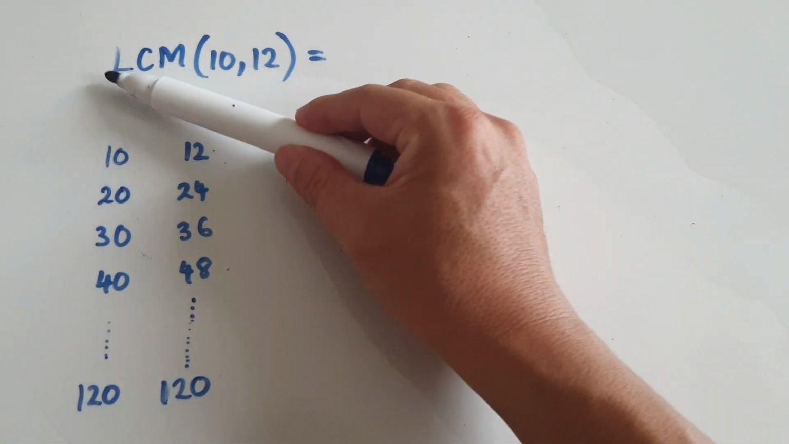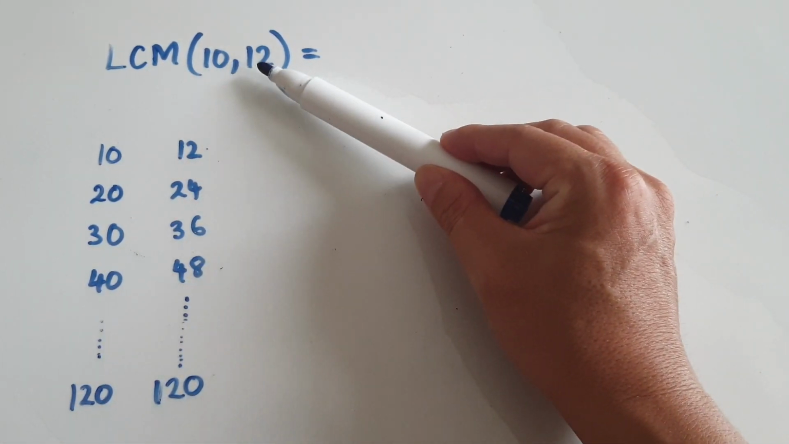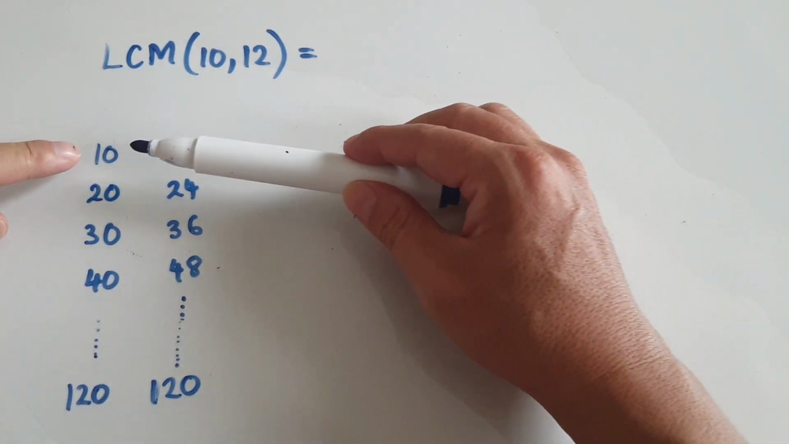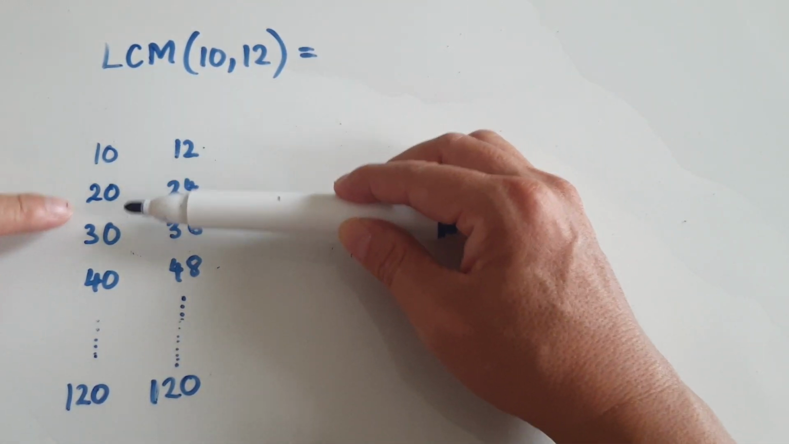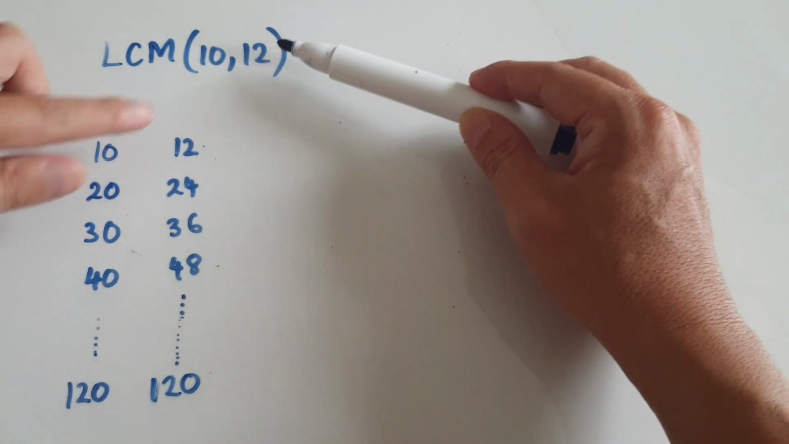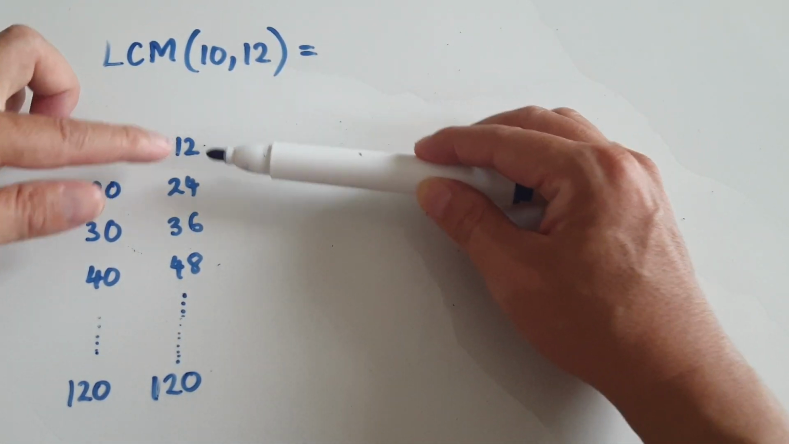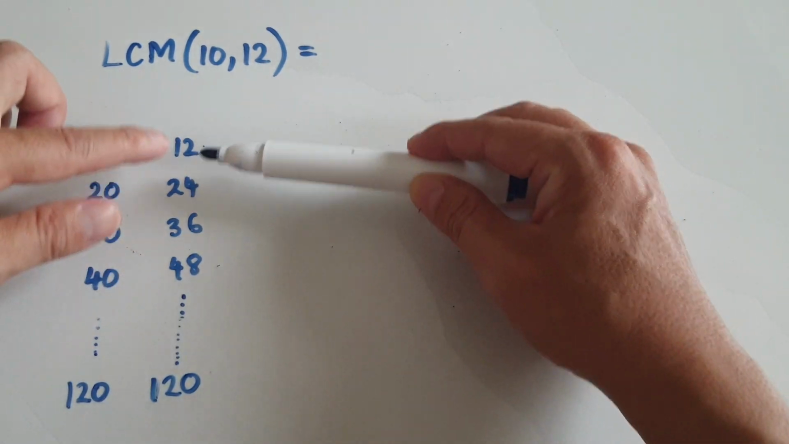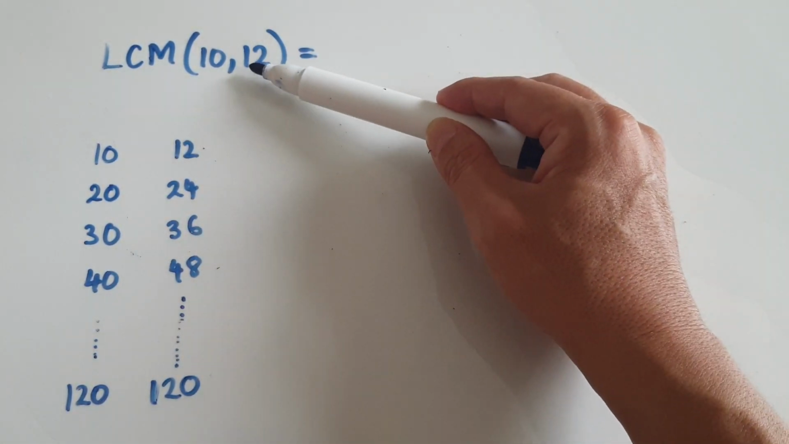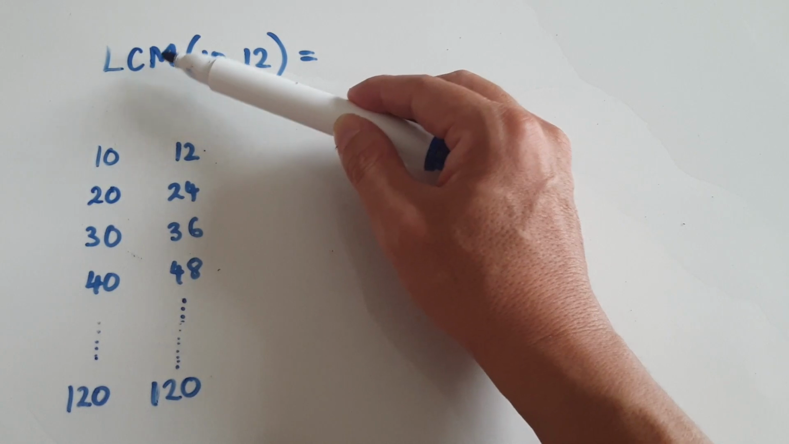Let's try and find the lowest common multiple of 10 and 12. So multiples of 10 would be 10, 20, 30, 40, and so on. Multiples of 12 would be this times 2, this times 3, this times 4, and so on. These are multiples of 12. We want to find a common multiple.